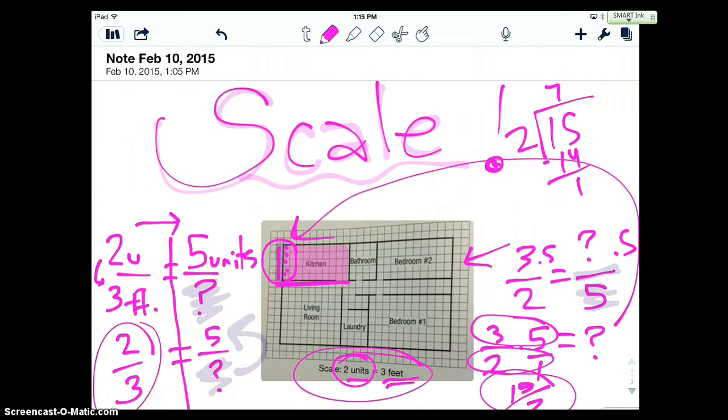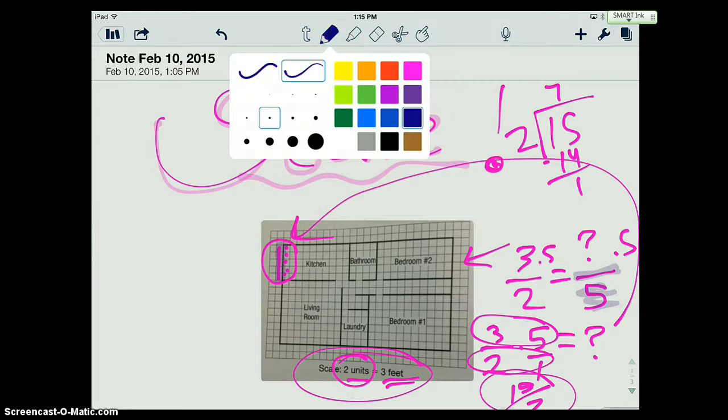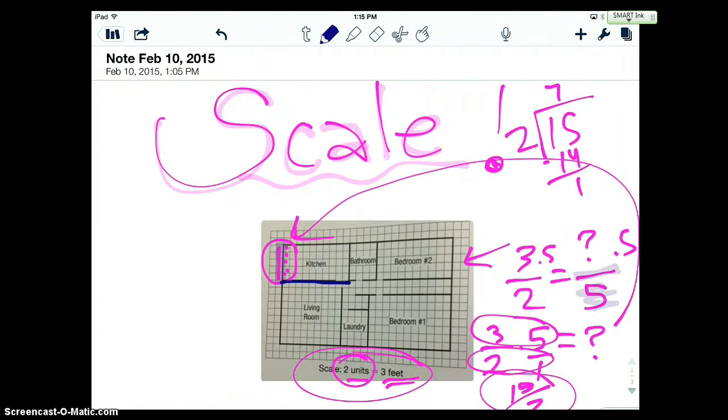That's the actual width of that kitchen in that apartment. Okay, have we figured out the area yet? No. We've gotten the actual width. Now we need the length of that kitchen.